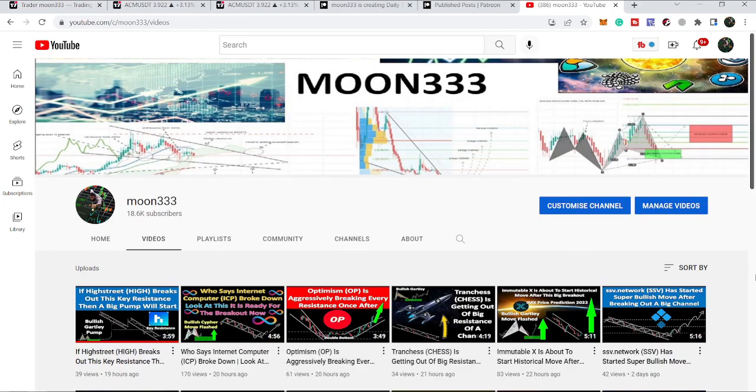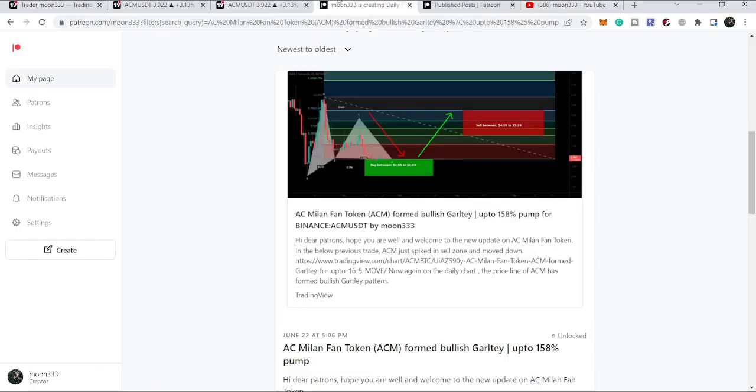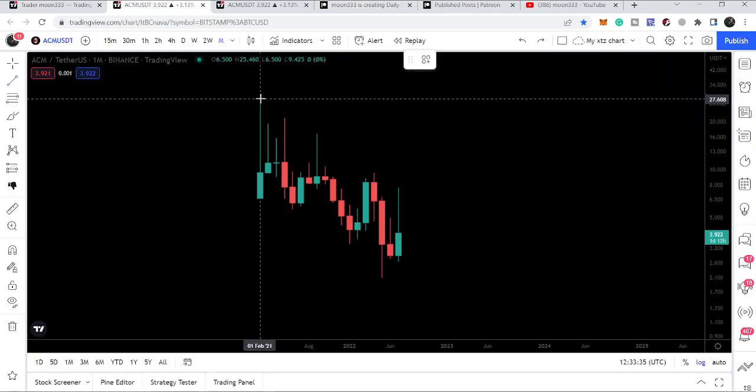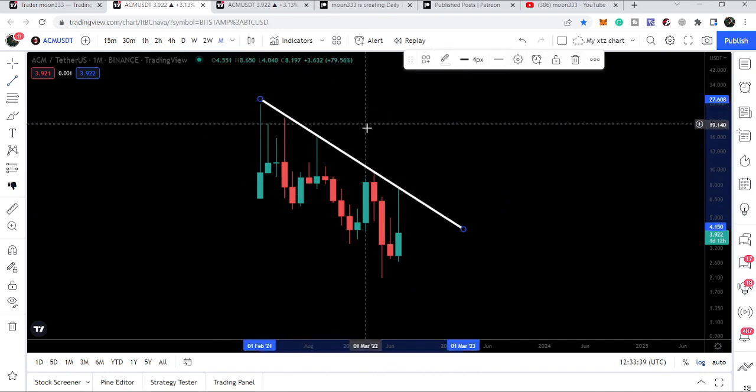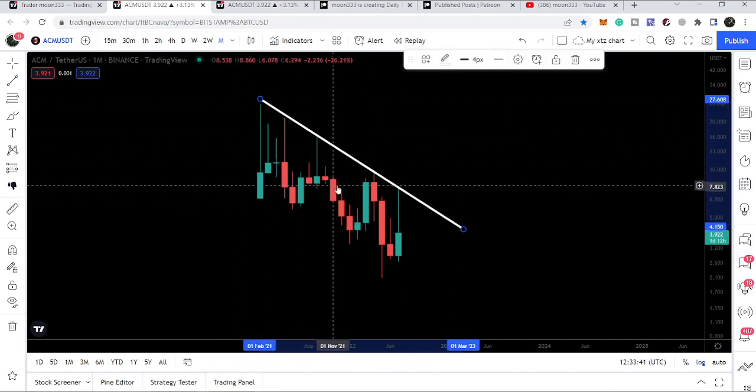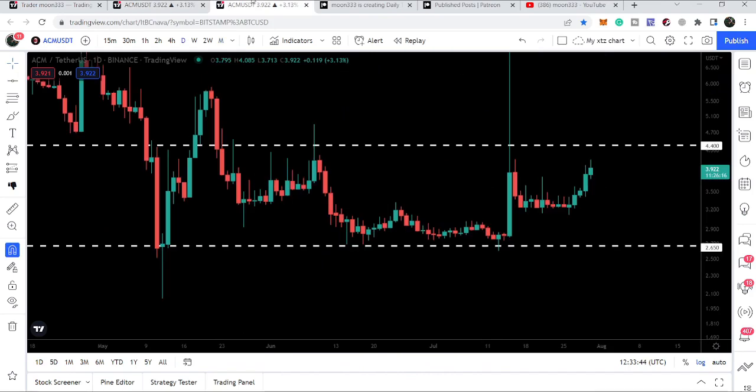Hope you're well and welcome to the new update on ACM token. In today's analysis, I would like to show you my recent trade setup that I shared with my members at the Patreon, and we will also take a look at a certain downtrend line resistance level that ACM has not been able to break out for a long time period, and we will also take a look at some important key support and resistance levels as well.